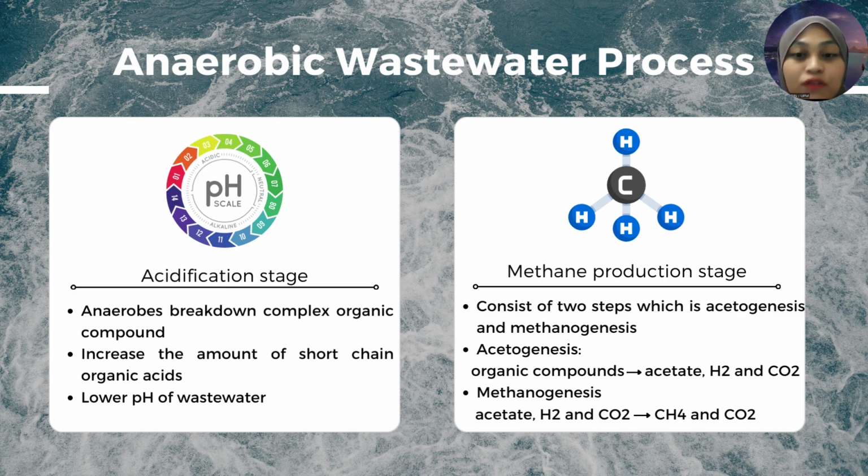It consists of two steps, which are acetogenesis and methanogenesis. Acetogenesis is where the organic compounds are synthesized by anaerobes to produce acetate, hydrogen gas, and carbon dioxide. And as for methanogenesis, the products from acetogenesis will be synthesized by anaerobes and will produce methane gas and carbon dioxide.